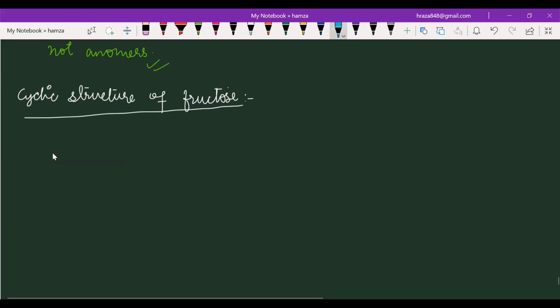It's very easy. First of all, we write the Fischer projection: CH2OH, and then one of the carbons from here will be doubly bonded with oxygen. That represents that a ketonic group is there. And also now there is H, there is OH, and again OH, and again OH, and then H, and then H, and then there will be CH2OH. So this is basically fructose.